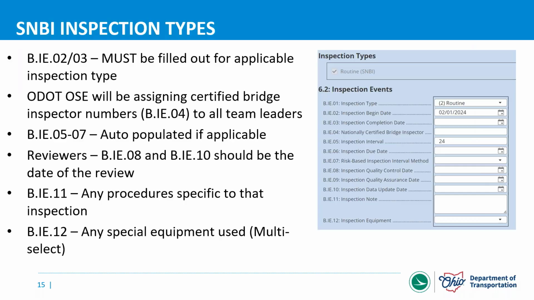BIE 02 and 03, those are our inspection date fields now, right? BIE 03 is the new NBI 90. So the first thing you should do when you open our inspection report is fill out inspection begin date, and if you're going to complete that inspection that day, the inspection completion date. BIE 03 is the date we are tracking for compliance. So please, please, please make sure that you're filling out BIE 02 and BIE 03 every inspection.